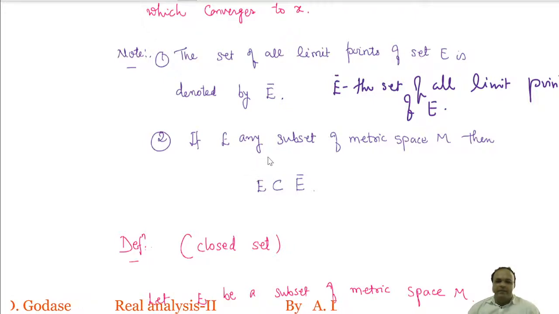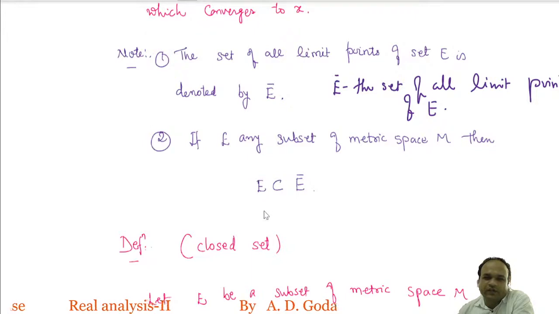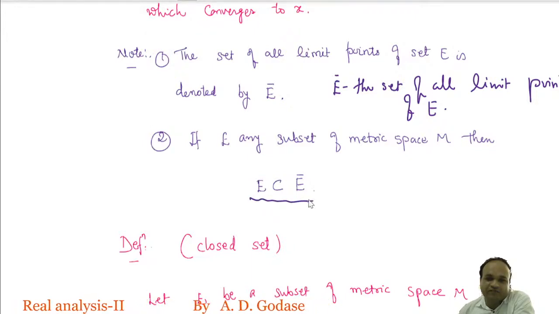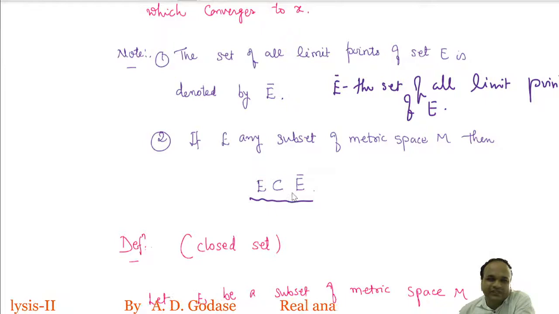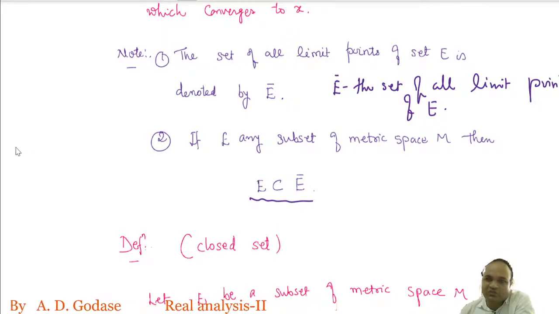If capital E is any subset of metric space M, then the set E will always be a subset of E bar. So the set is always contained in the set of all limit points of that set E. So this is about limit points and the set of limit points of a subset of metric space M.